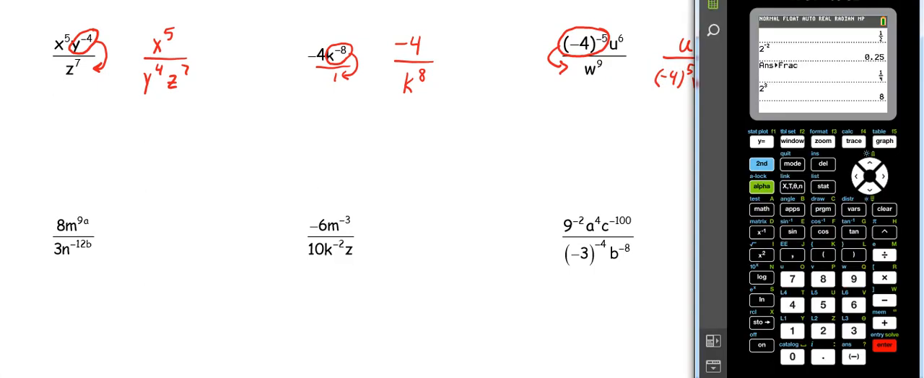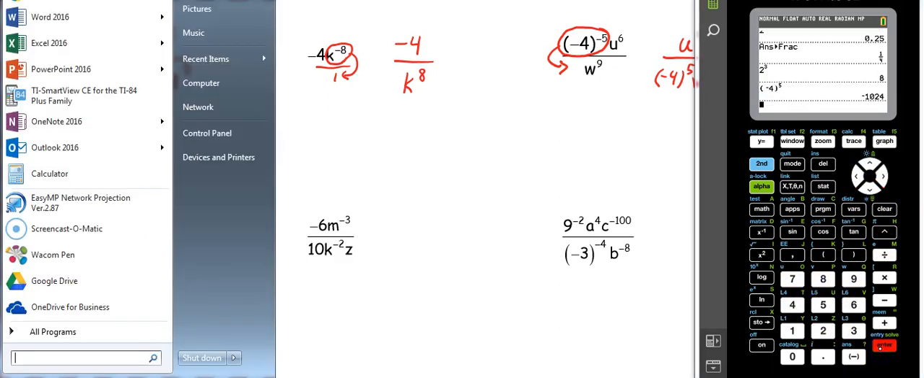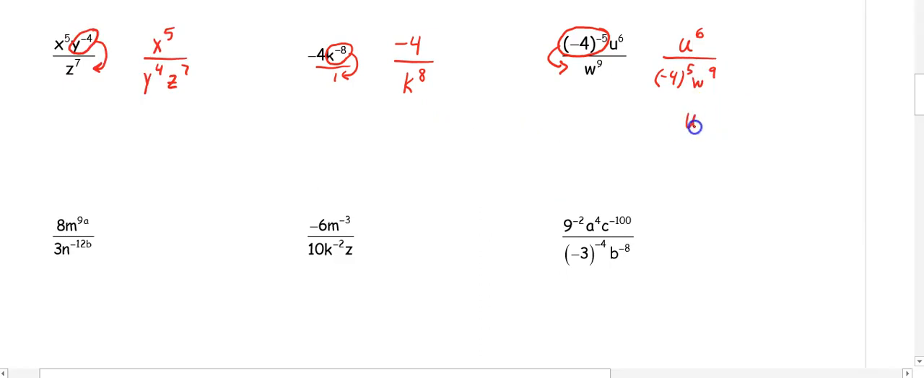Now we can evaluate that negative 4. Because it's in parentheses, remember to put it in parentheses again. So parentheses negative 4 caret to the 5th power, which gets us negative 1024. So we're going to have u to the 6th and then negative 1024, w to the 9th. So it's a 4-digit number, so that's why we evaluate it instead of leaving it as an exponent.